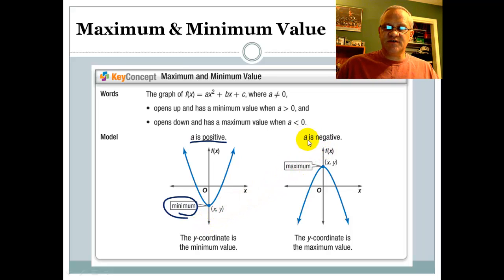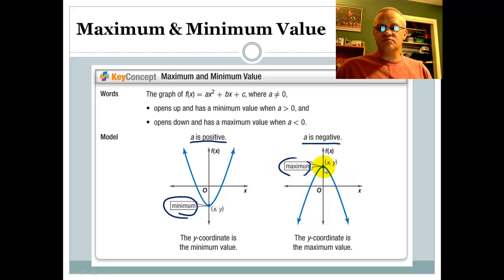In the other case, if the number in front of x squared is negative, remember, that's when it flipped it upside down. And so when it flips it upside down, the graph is going to look like this, and that means that you get a maximum because it goes up to a certain point and then comes back down. So that's kind of how you can tell if something's a minimum or a maximum. Just look to see if this number is positive or negative.